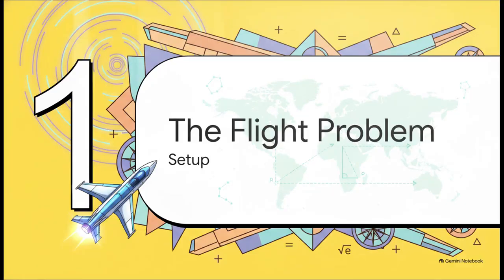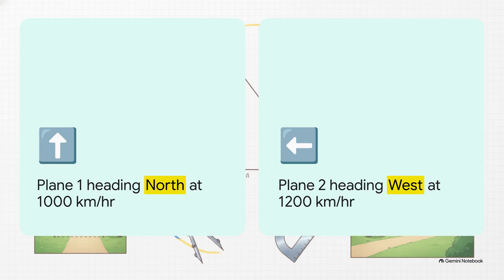Part 1. Setting up the flight problem. Let's dive right into the data. So here's the raw data we're working with from the source. We've got plane 1 heading due north at a blistering speed of 1,000 kilometers per hour. Meanwhile, plane 2 is heading due west, moving even faster, clocking in at 1,200 kilometers per hour. And remember, they both took off from their starting point at the exact same moment.